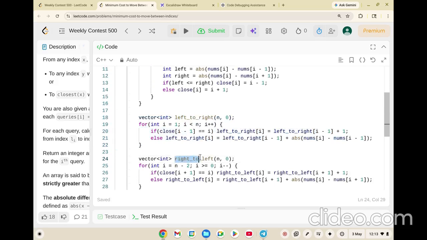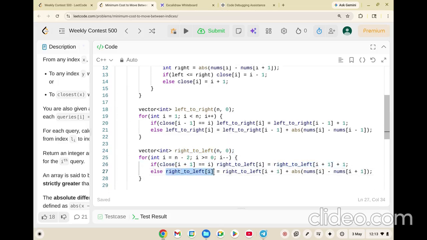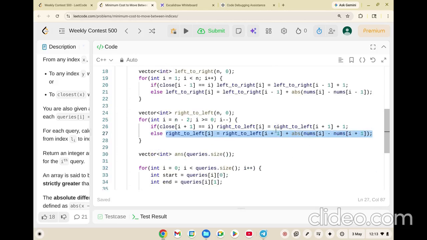Now let's look at the part where right to left is created. Similar thing, what we did is if close of I plus 1 is equal to I, then you will simply add plus 1 and you can reach that. Else you can say that right to left will be equal to whatever the absolute difference between them is, plus the next value which we have.